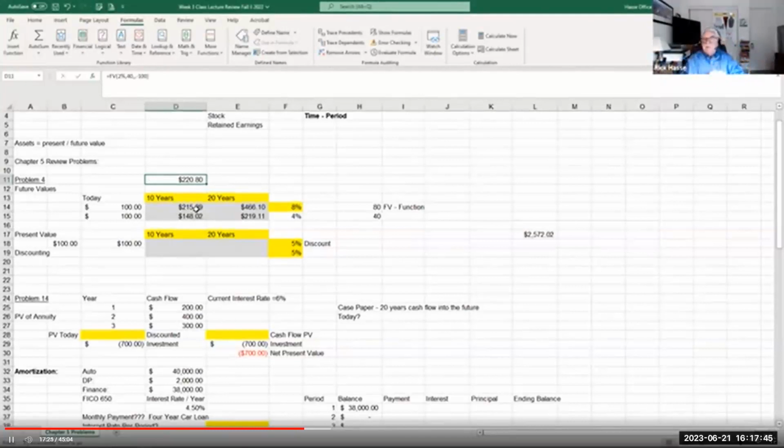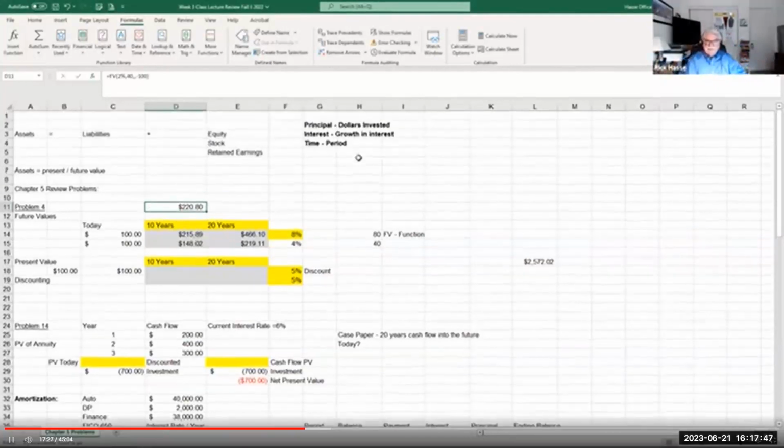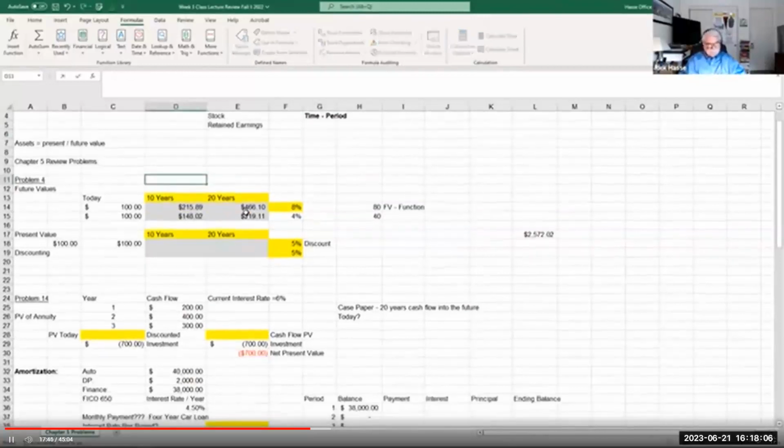So one of the key things is understand, what is the time period? Is it annually, quarterly, like our savings accounts at our banks, compounded daily? And then you would take the annual interest rate and divide it by those number of periods in the year to determine your interest rate per period. That's important to remember.